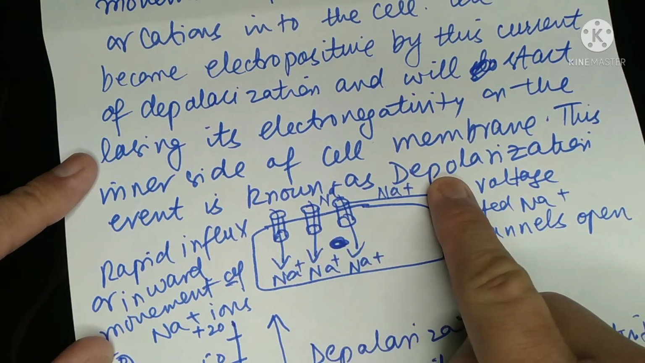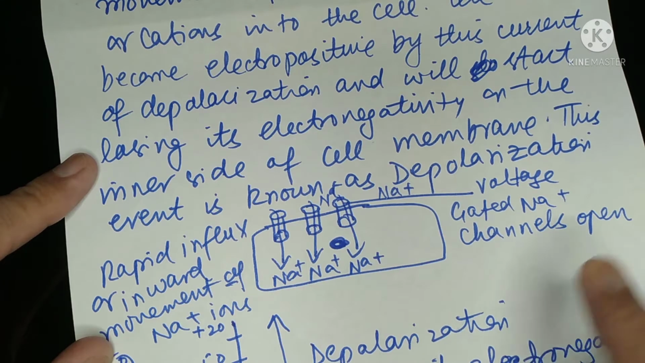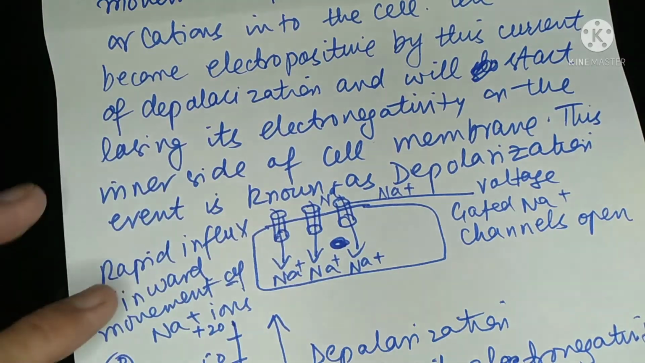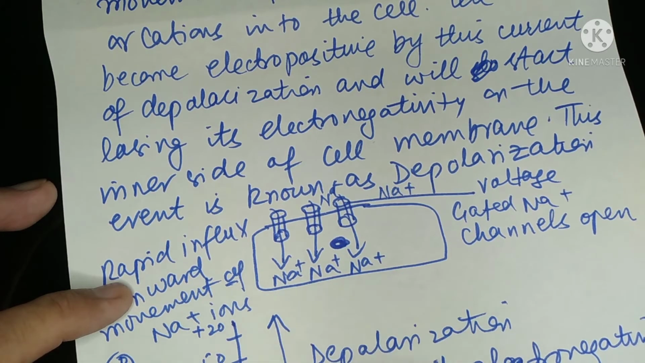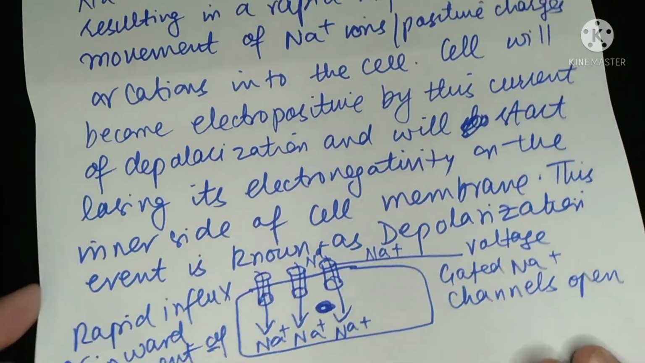This is the sodium outer side. Voltage gated sodium channels open up when threshold potential is reached. There is a rapid influx or inward movement of the sodium ions into the cell. Depolarization, the cell loses its electronegativity. You can see it was minus 90 millivolt, reached the threshold level minus 70, and then upstroke up to plus 20. So the inside of the cell starts losing its electronegativity and starts moving toward the more positive value, a phase of depolarization.